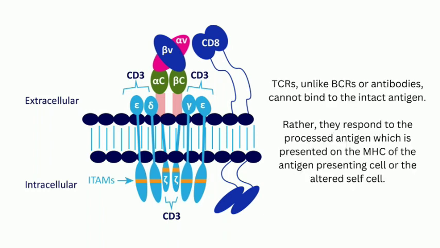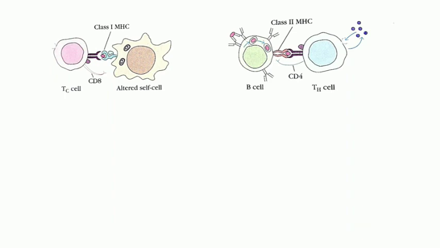TCRs, unlike BCRs or antibodies, cannot bind to the intact antigen. Rather, they respond to the processed antigen which is presented on the MHC of the antigen-presenting cell or the altered self cell. Kappler and Marrack were first to demonstrate that a single TCR couples simultaneously with both processed antigenic peptide and the MHC molecule on which it is placed. This complex is known as the ternary complex.